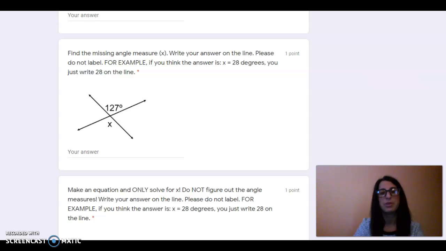Next one, for the missing measure angle x, write your answer on the line. Again, these form V's, so that should give you a hint on what type of angles those are. So, for example, if you think the answer is x equals 28 degrees, you just write 28 on the line. So I use the same example every single time, but remember you're just writing the number on the line.